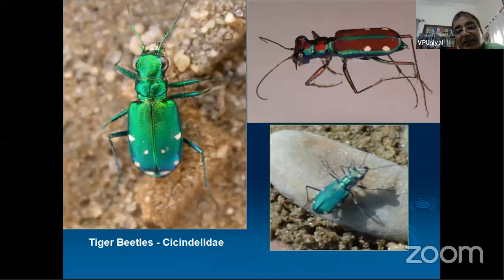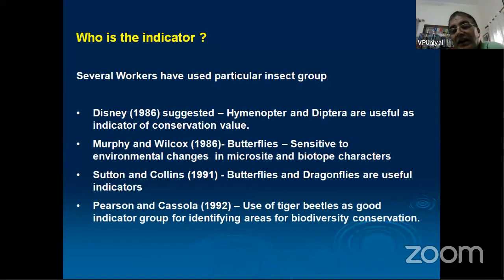I already discussed Pearson and Cassola; they worked on tiger beetles. Subsequently, I conducted a study of tiger beetles in the Western Himalaya. I started from Himachal Pradesh, Pong Dam, to Rajaji, and tried to find out the ecological change and the connectivity of tiger beetles with other species. Pearson and Cassola surveyed tiger beetles across the entire world. After completing their study, they put a gridding system on all continents, and one grid was 200 kilometers. They documented the number of species in each grid and correlated them with bird species, giving fantastic results. You can read their paper on tiger beetles, correlations and indicators of biodiversity.